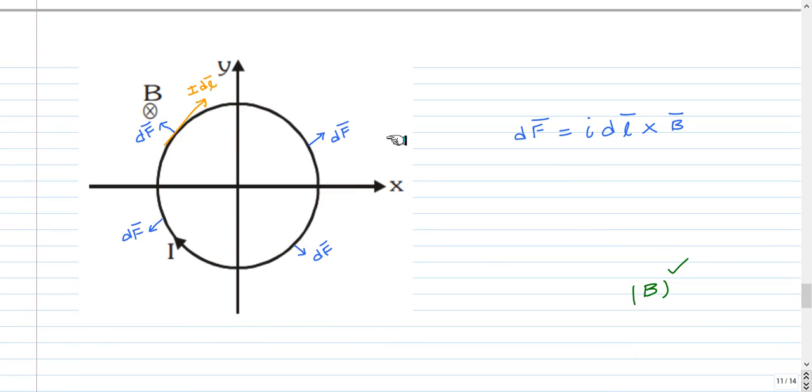The force acting on a current element is given as I dL cross B. This is a circular loop. If you take a small element here, the direction of I dL is clockwise, and the direction of the magnetic field is into the plane of paper. So the direction of the force acting on this element is radially outwards. If you take any element, the force will be radially outward. So the loop will have a tendency to expand. So the correct option is option B.